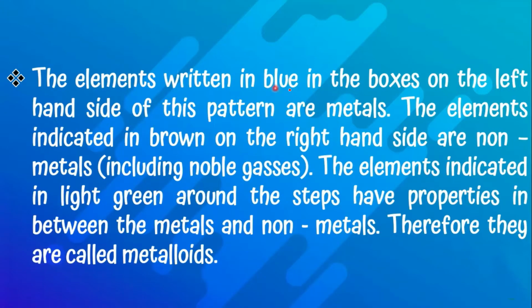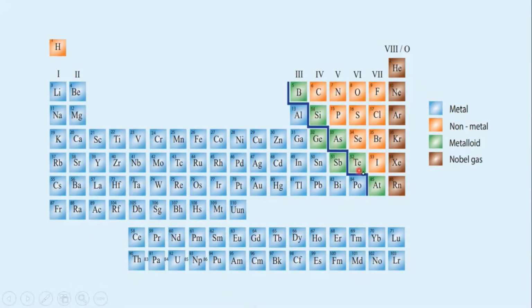The elements written in blue in the boxes on the left hand side of this pattern are metals. The elements indicated in brown on the right hand side are non-metals. The elements indicated in light green around the steps have properties in between the metals and non-metals. Therefore, they are called metalloids. So these green ones are metalloids because they have features of both metals and nonmetals.